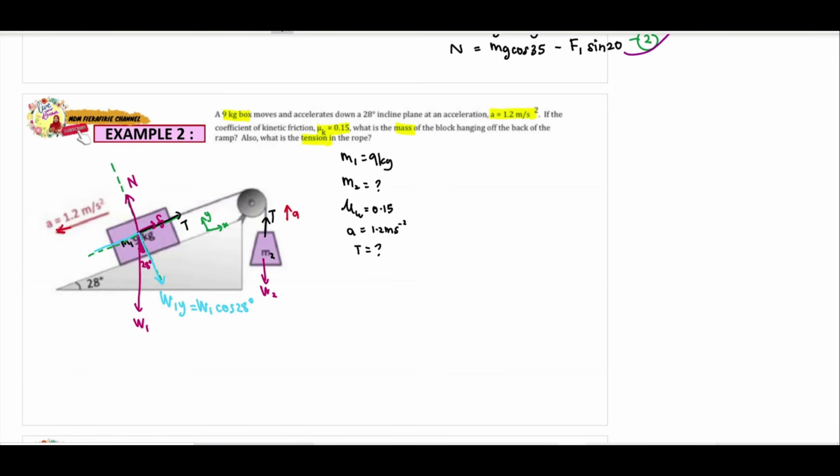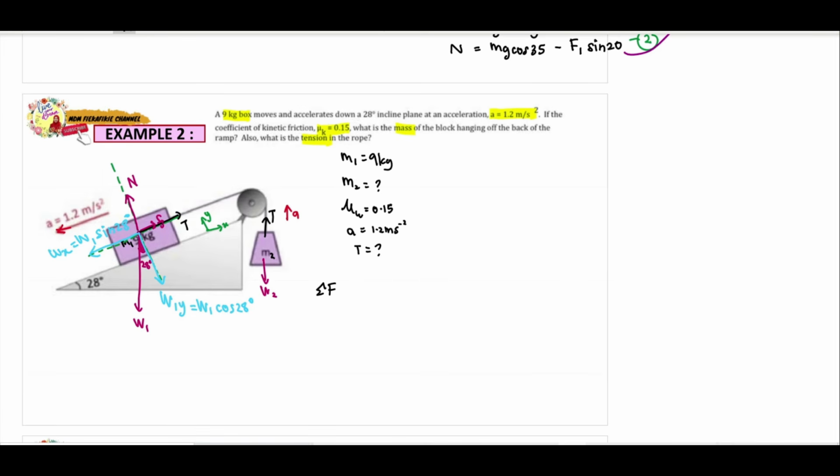And then, kita akan ada WX, which is W1 sin 28 degree. Okay, ini resolving vector, chapter 1. Okay, so now let's start our calculation. Okay, so saya akan mula dulu dengan total force.